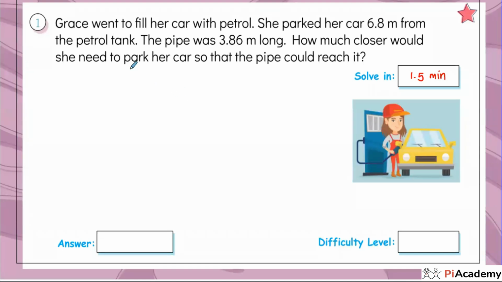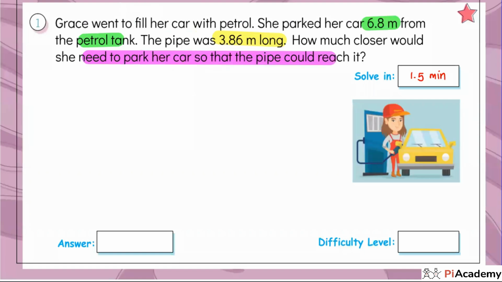And I'm solving this question quickly. Grace went to fill her car with petrol. She parked her car 6.8 meters from the petrol tank, and the pipe was 3.86 meters long. How much closer would she need to park her car so that the pipe could reach it? So it's a very easy question. We just need to subtract two given decimals, right?